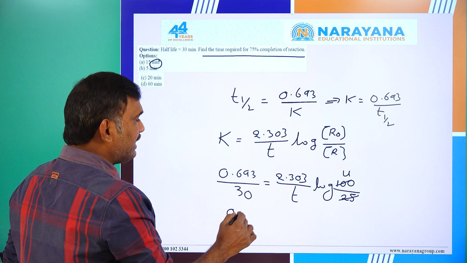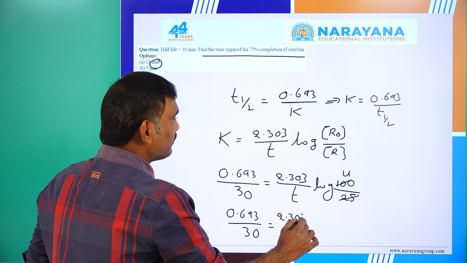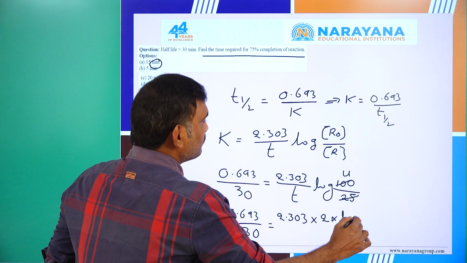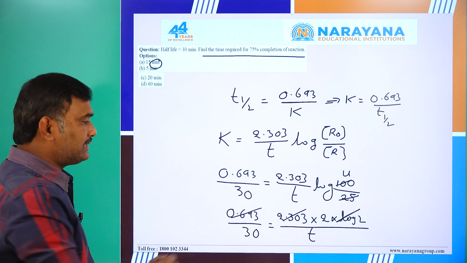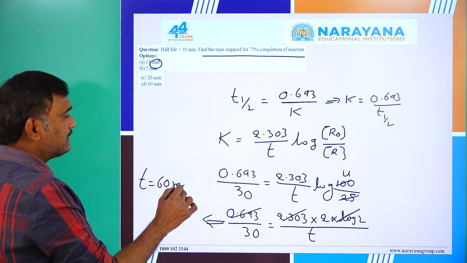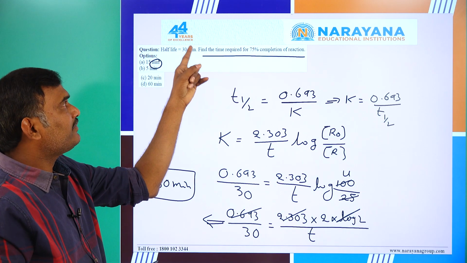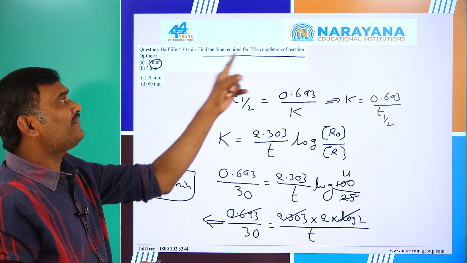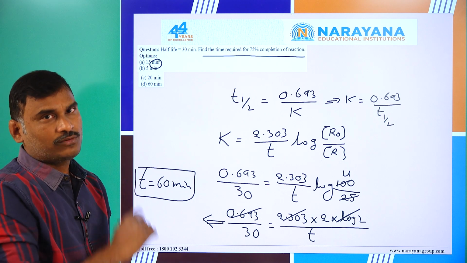Since 0.693 by 30 is equal to 2.303 into 2 log 2 by time, the 0.693 and 2 log 2 values remain the same. That means time is equal to 30 into 2, that is 60 minutes. Actually, the given reaction is first order kinetics. The half-life of the first order reaction is 30 minutes, and the question is to find the time required for 75% completion of the reaction.